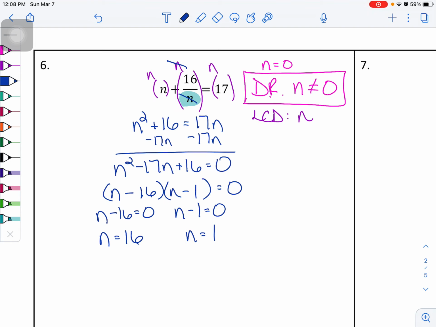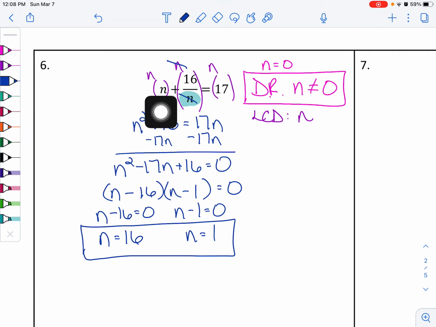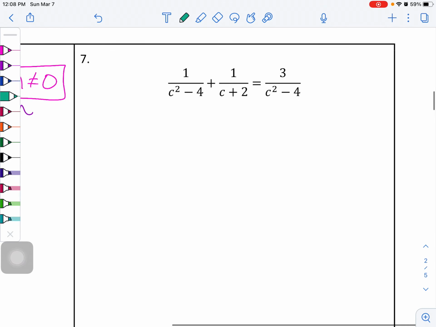So now that I've got my factors, I'm going to set each factor equal to 0. And now I've got n equals 16, n equals 1. Quick double check, neither one of these is my domain restriction. So both of these are possible answers for this problem. So I identified my domain restrictions, n cannot equal 0, and I have solved n is equal to 16, n is equal to 1. Both of these answers work. Let's go ahead and slide over to number 7 and do the same thing.